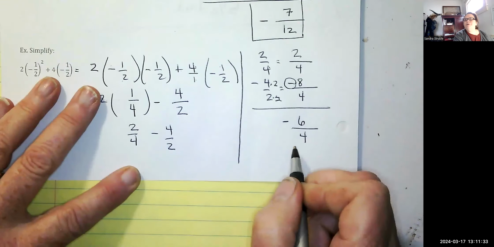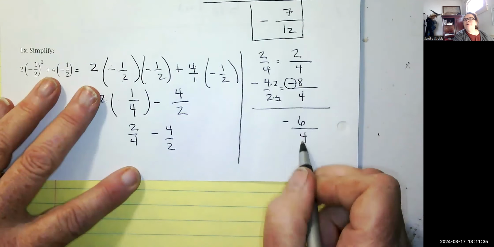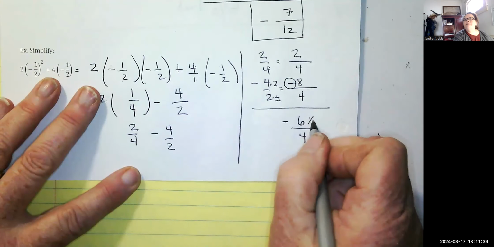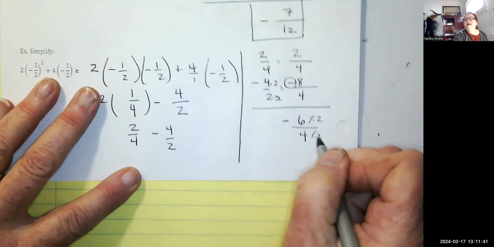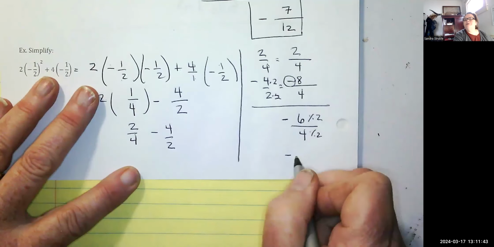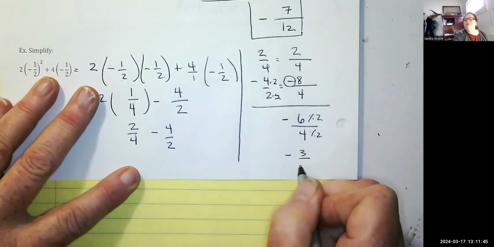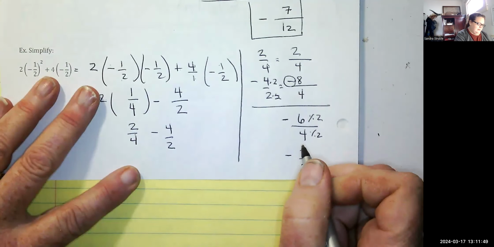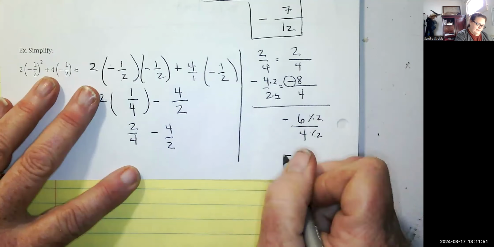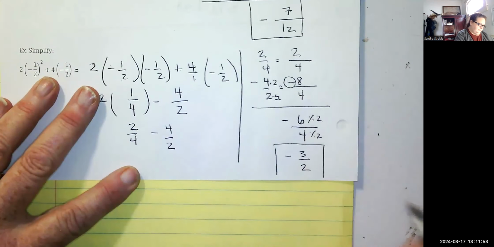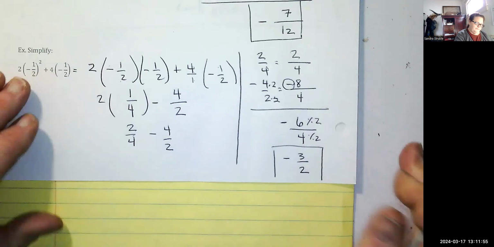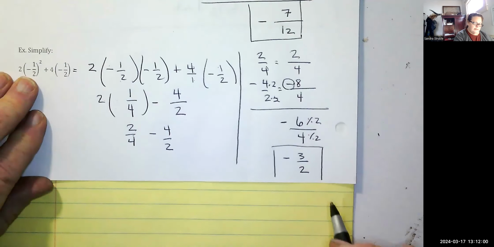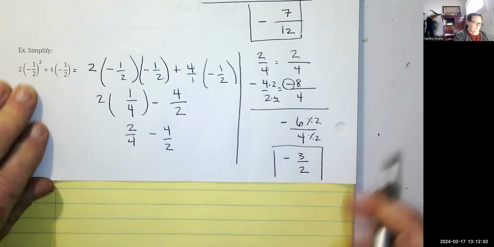The last thing I need to do here is reduce. I know that 2 goes into both of these. And so if I divide both of these by 2, I get -6 divided by 2 is 3. 4 divided by 2 is 2. And that is my answer. Okay. The only reason you would need to change it to a mixed number is if it requests you to do so. Okay.